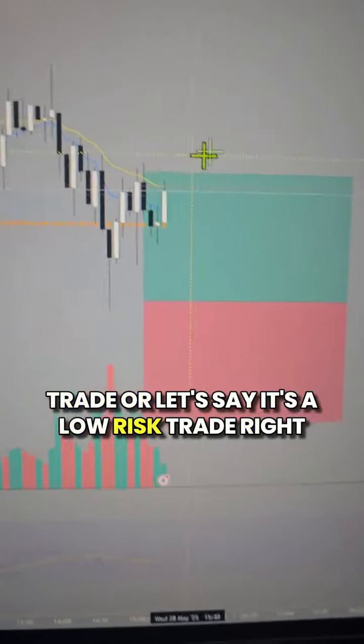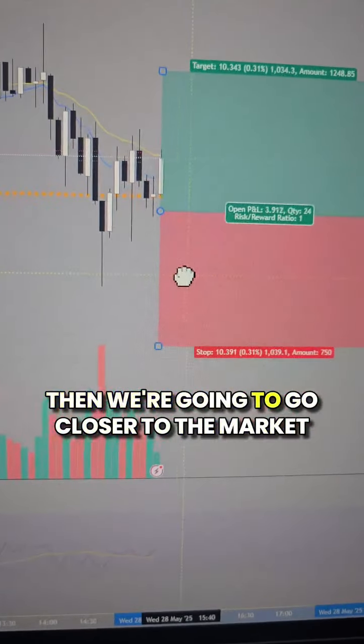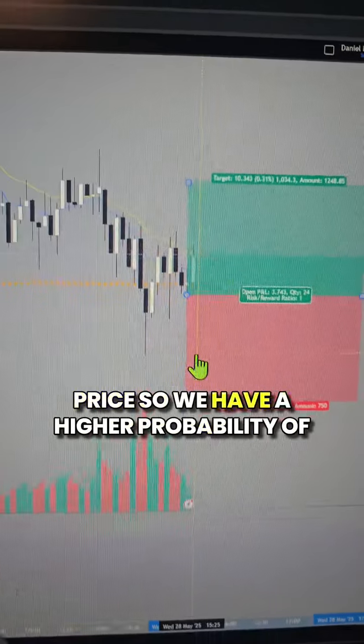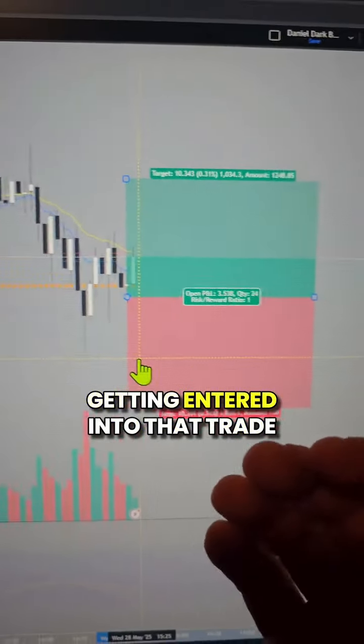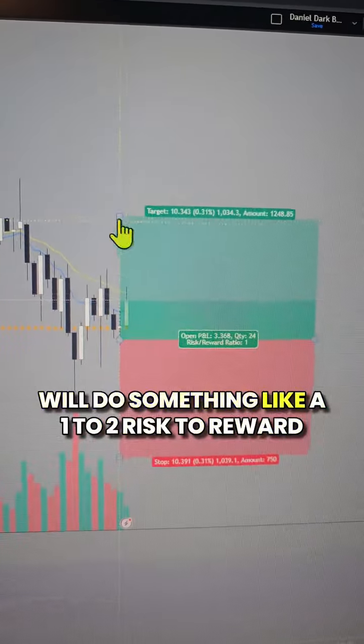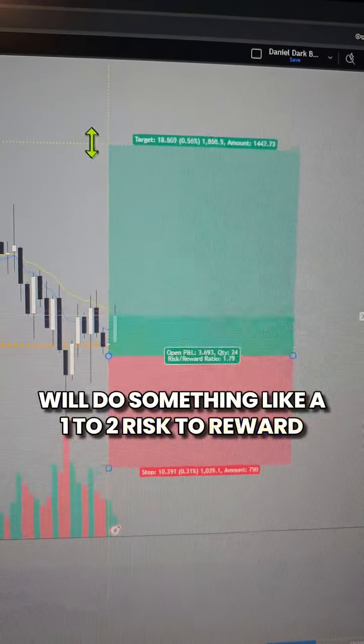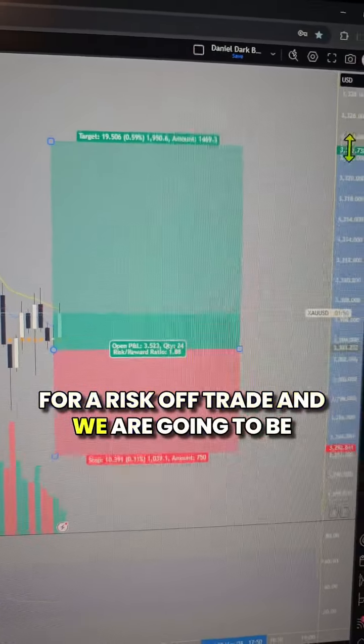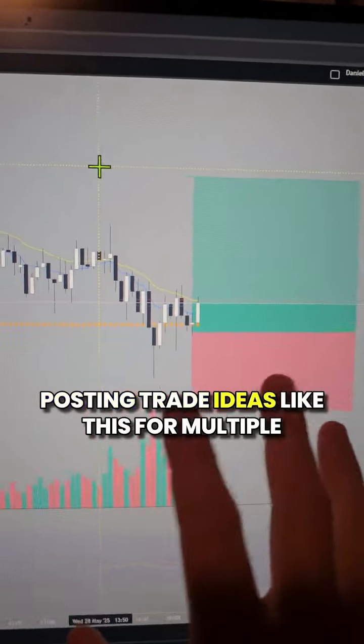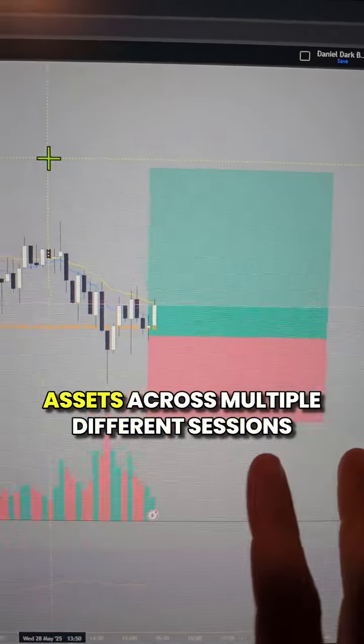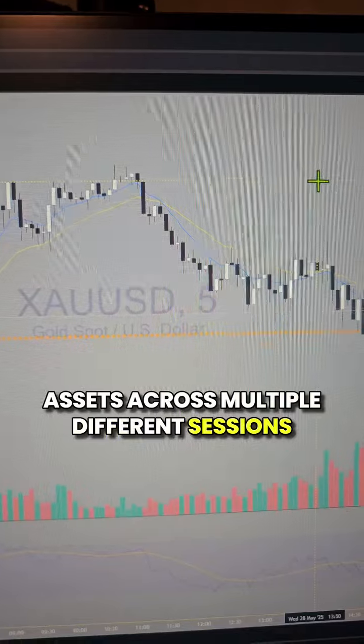Or let's say it's a low risk trade, right? Then we're going to go closer to the market price, so we have a higher probability of getting entered into that trade, and maybe we will do something like a 1-to-2 risk to reward for a risk off trade. And we are going to be posting trade ideas like this for multiple assets across multiple different sessions.